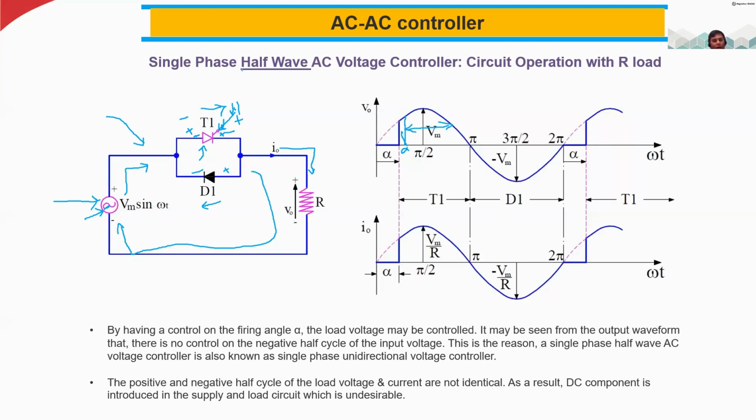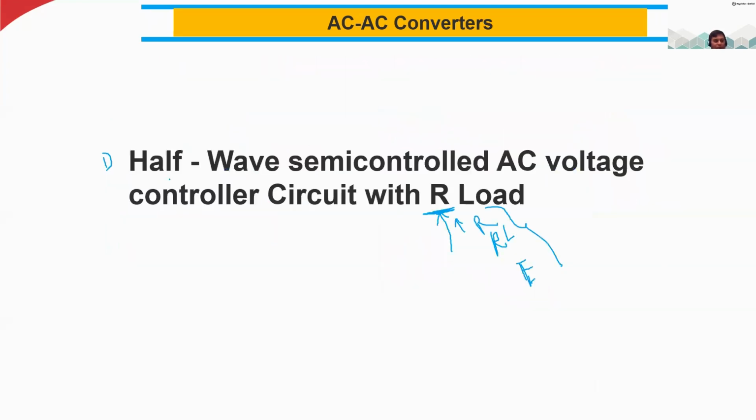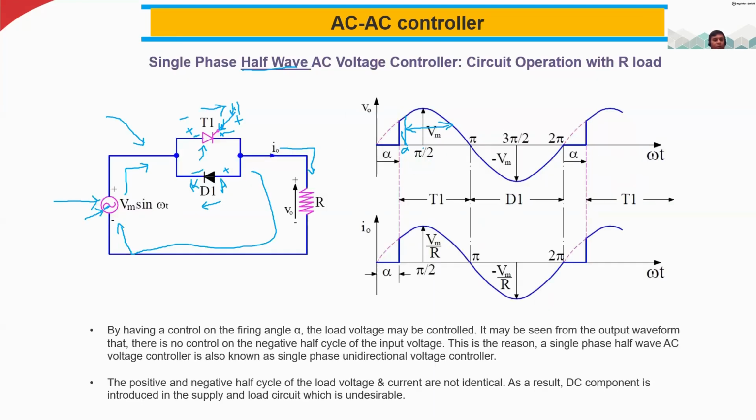Here, why do we call this a half wave? Because we can control the positive half cycle by the delay angle, but the diode has no external terminal, only two terminals, anode and cathode. So it will conduct the whole negative cycle, the complete negative cycle, but the positive half cycle we can control. That is why we call this a half wave. I told you, half wave semi-controlled: we can control half.